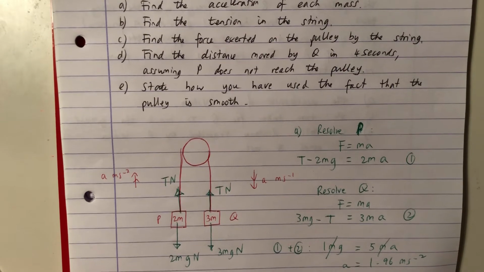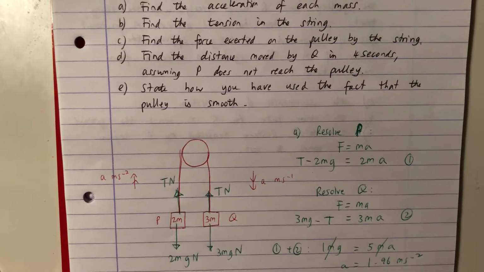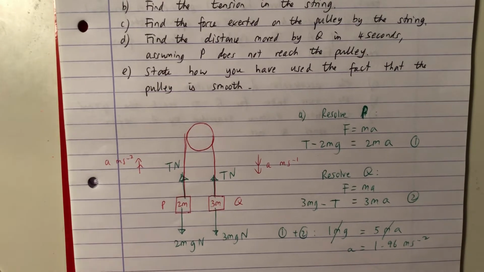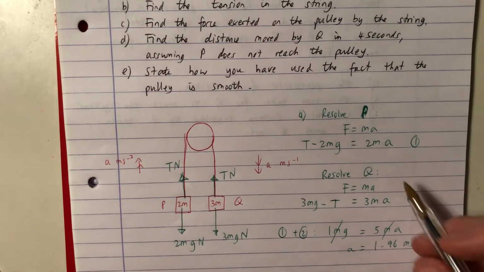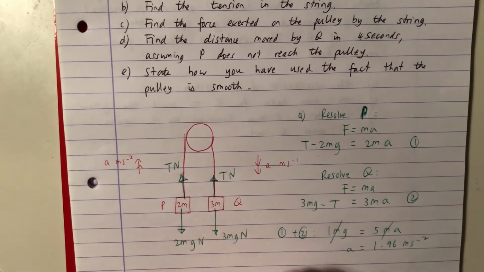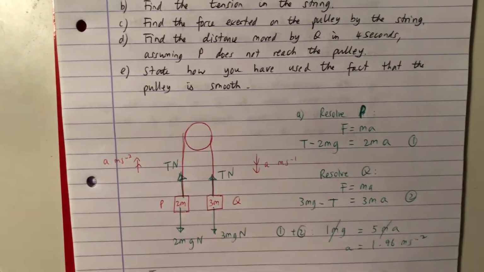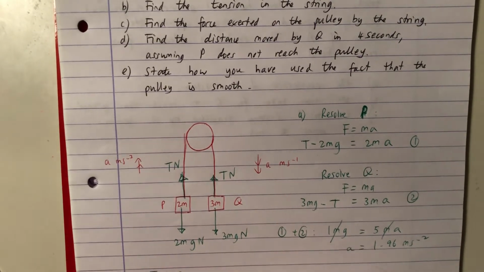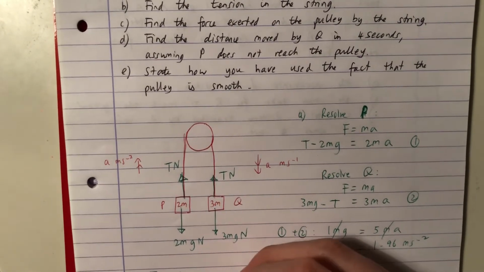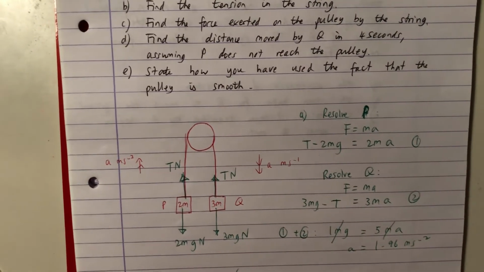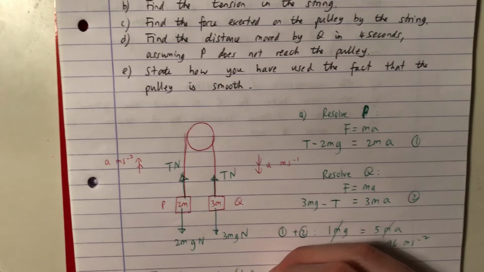Part B, find the tension. Well, simultaneous equations it was, let's find T. So substitute it into equation 1, part B. T is equal to 2mg plus 2m times 1.96.